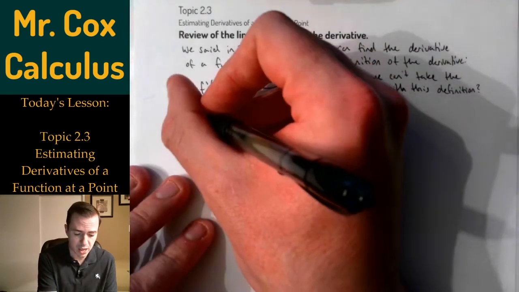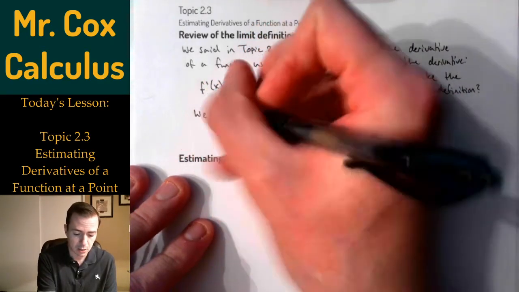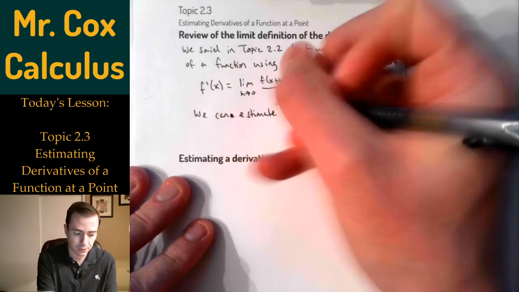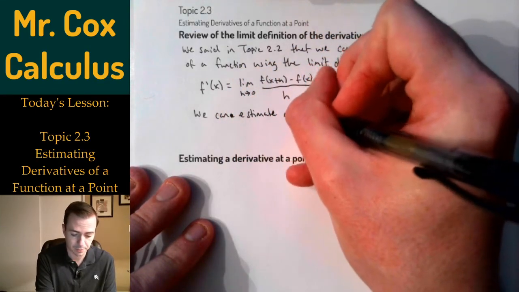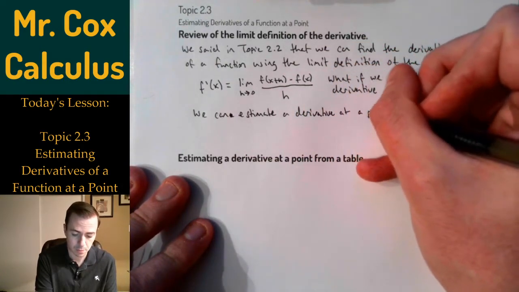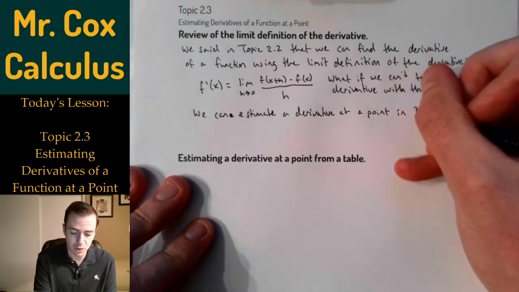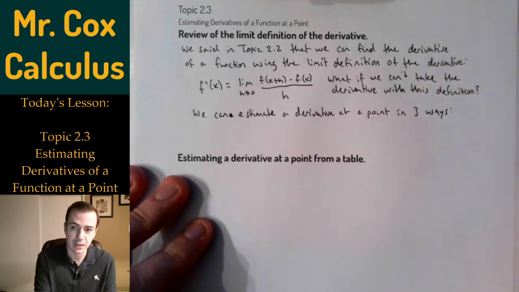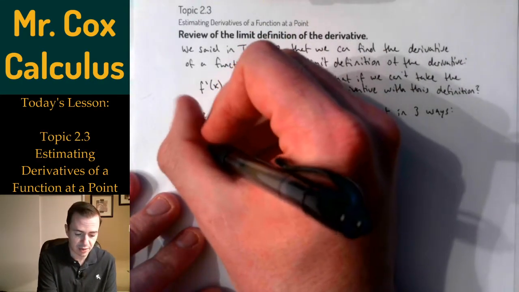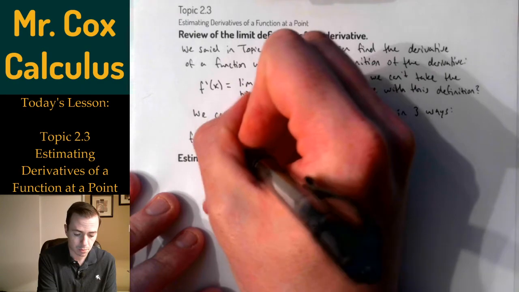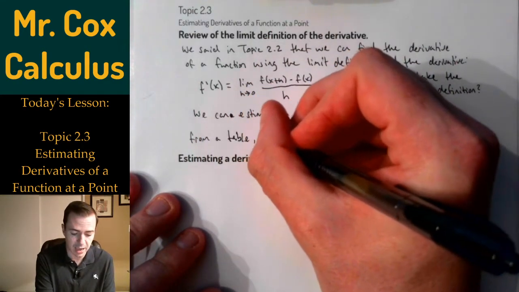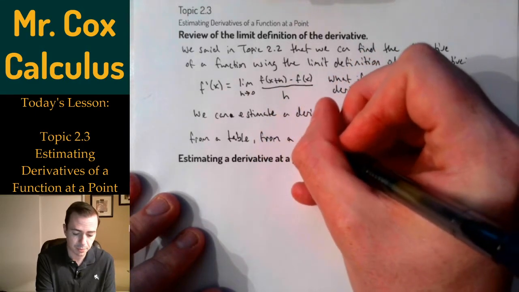Well, we've got some ways that we can estimate a derivative. So we can estimate a derivative at a point. Really, we're going to focus on three main ways in this particular lesson. The first thing we're going to look at is how to do that from a table. After we look at it from a table, we're also going to look at it from a graph.